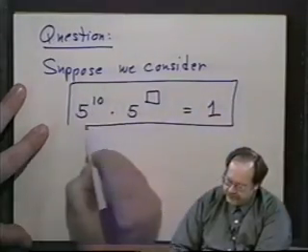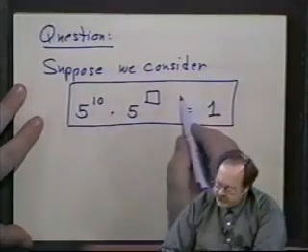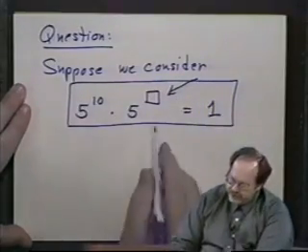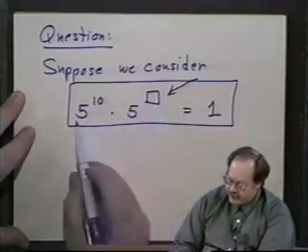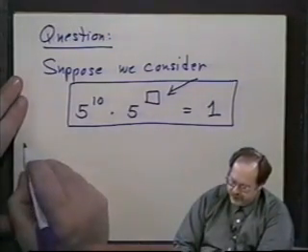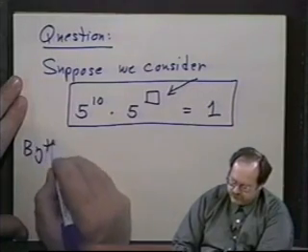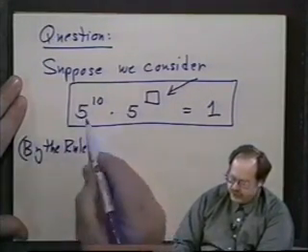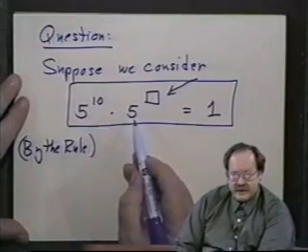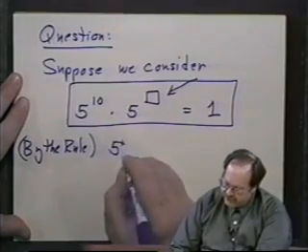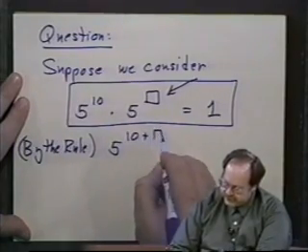Suppose we look at that. Now the question is, what could this be? What number might we put up there that would make this expression true? Well, let's see. By the rule on the previous page, when you multiply two powers of the same base, you add the powers. So I can rewrite this as 5 to the 10 plus box.